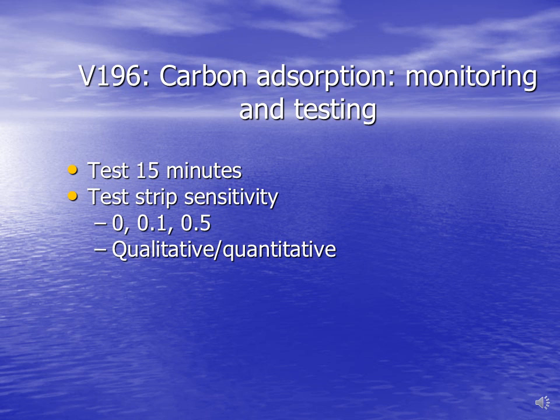So 15 minutes is 50% over the empty bed contact time. That should allow enough time for all that stagnant water to be removed before the testing. And of course, the test strip has to be sensitive to the level that you are testing for. We're testing to less than or equal to 0.1 for chloramine, which is safe for dialysis. 0.5 is for chlorine. 0.1 is for chloramine, and that's what we're concentrating on. So any testing that you do, your test must be sensitive to the less than or equal to 0.1 level.